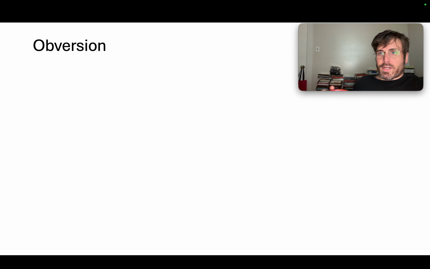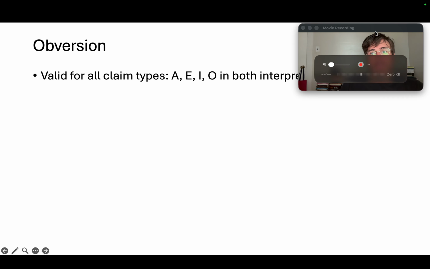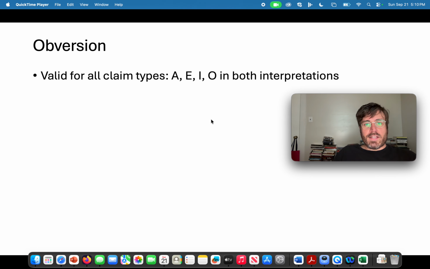Obversion is a little bit trickier than conversion, and it might become tricky because these immediate inference types start to seem very similar to one another, but they actually mean things that are very different, and the moves you have to make are quite a bit different, even if they seem subtle. The good news about obversion is that it's valid for all four types of a categorical proposition. It works immediately for A, E, I, and O on both interpretations of categorical logic.